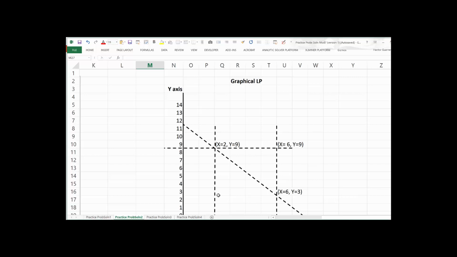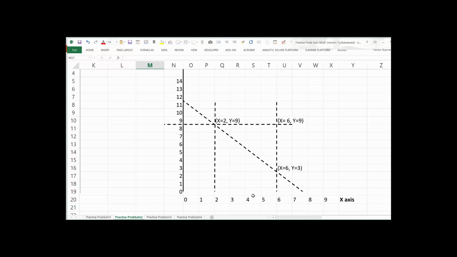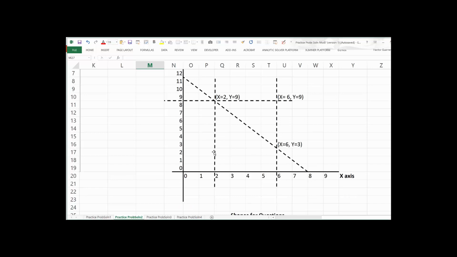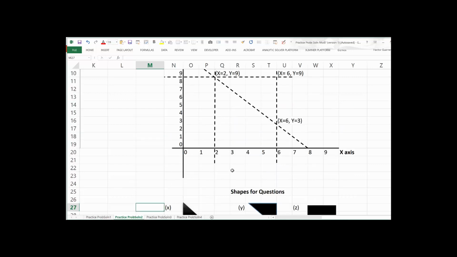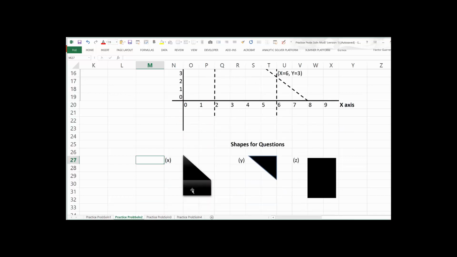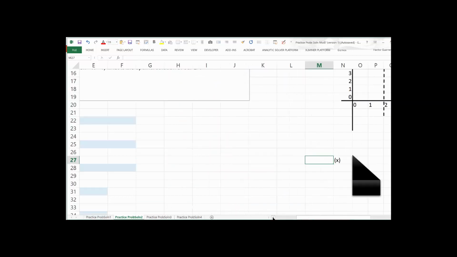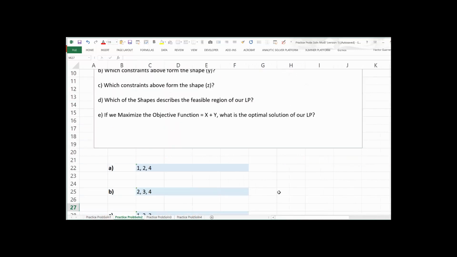And since these are inequalities, we need to know the sense of the inequality. This is x is greater than or equal to 2. This is x is less than or equal to 6. Everything on this side of the line, everything on this side of this line. So this shape obviously fits this rectangular area here and then this triangle on top. And so x is formed by constraints 1, 2, and 4.